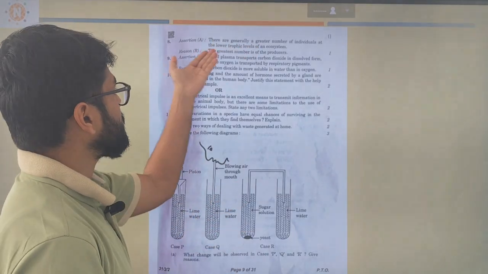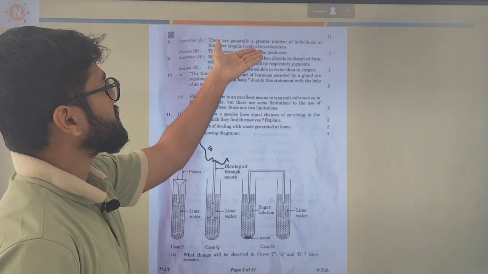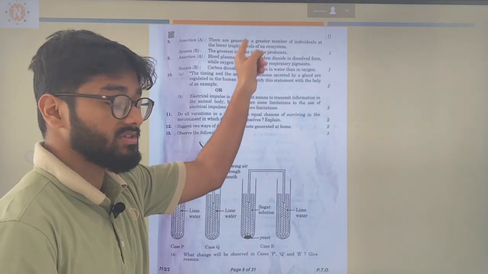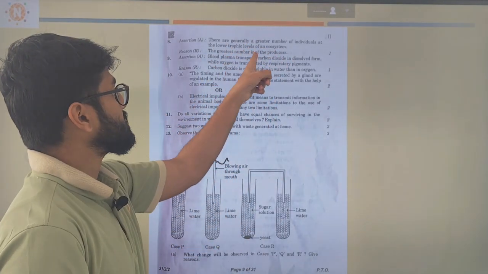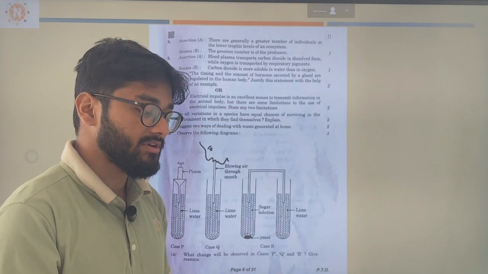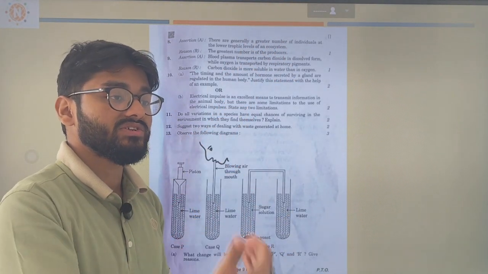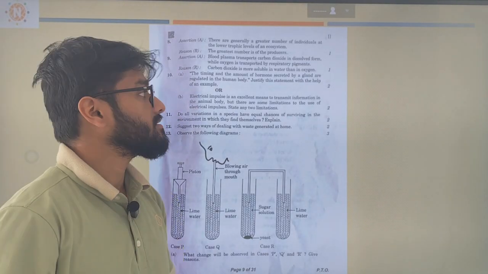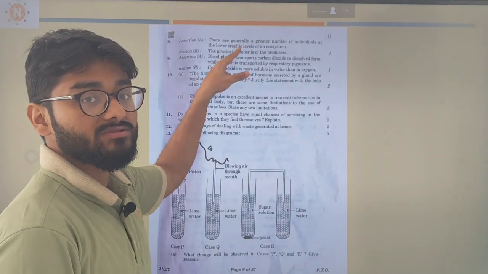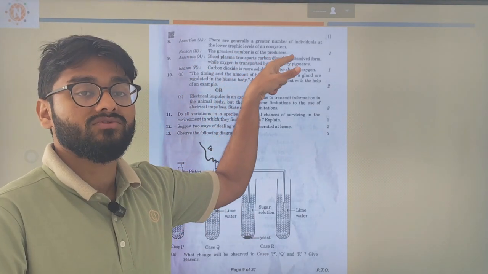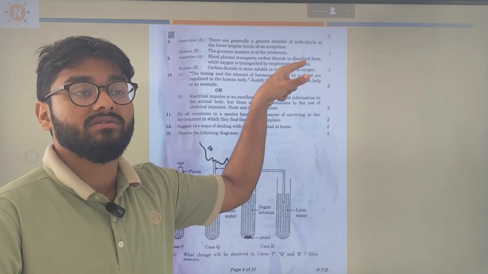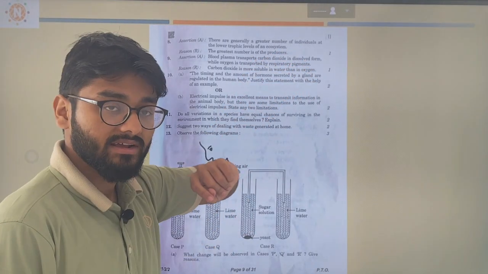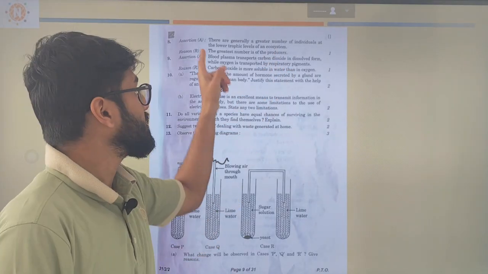And then moving further, the first assertion is that there are generally a greater number of individuals at lower trophic levels of an ecosystem. We just discussed this, so it is true. The second part is the greatest number is of the producers, obviously, because from producers dependency relies on consumers, from consumers to consumers, second to third. All that is based on the lowest level of the trophic system and the largest level of the trophic system, that is your producers. So both of these are correct and this is the correct explanation of your assertion.